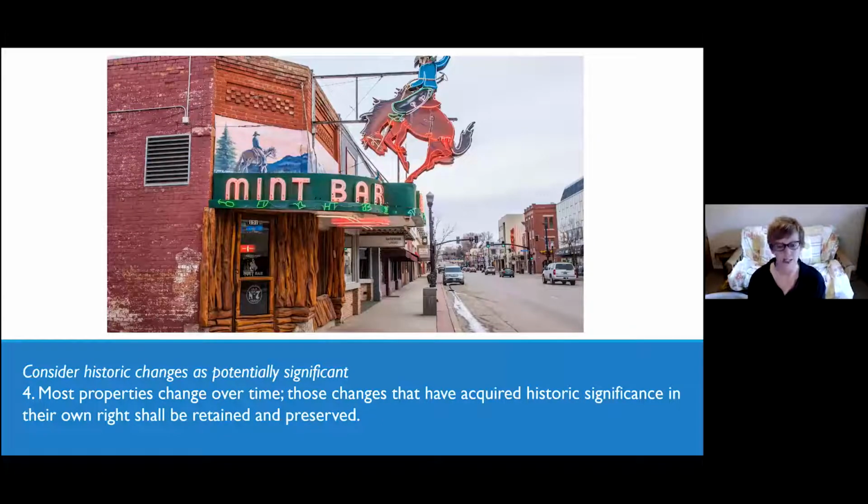So based on the standards, if you wanted to rehab this building, you need to also rehab that log storefront. You need to rehab that sign, and you need to rehab all of those features that have been added that are considered to have acquired significance. So you shouldn't just remove those to take it back to an earlier time.